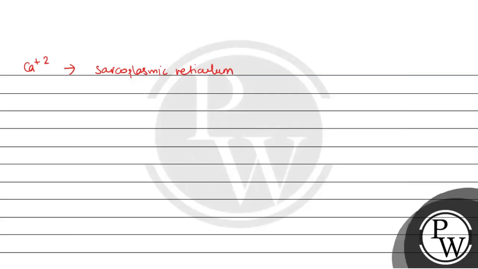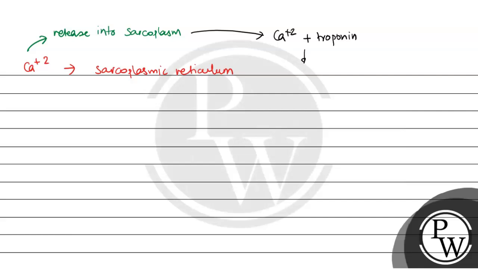When the action potential reaches the sarcoplasm, calcium is released from the sarcoplasmic reticulum into the sarcoplasm. Now this calcium binds to troponin and it releases the active sites, meaning the active sites on the actin filaments are exposed. This leads to muscle contraction when the actin filaments bind to the myosin head.